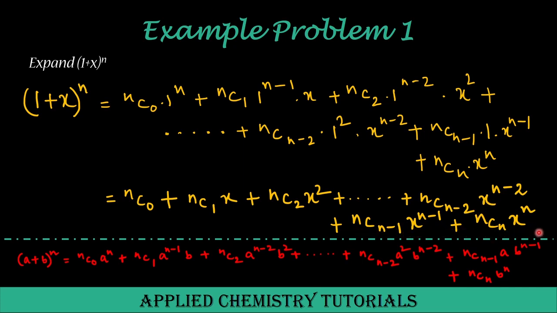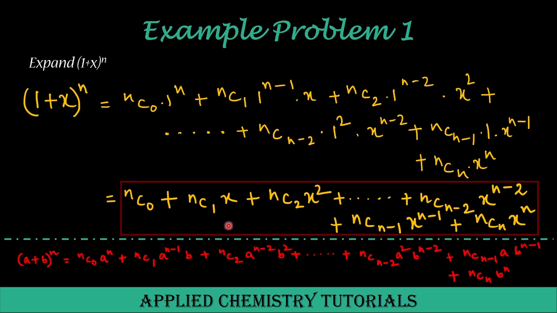We can further rewrite this statement if we calculate the values of nC0, nC1, etc. If we use the formula of combination, we can easily find that nC0 equals 1, nC1 equals n, and so on. Both the formats are acceptable. So this is the expanded form of (1 + x)^n.